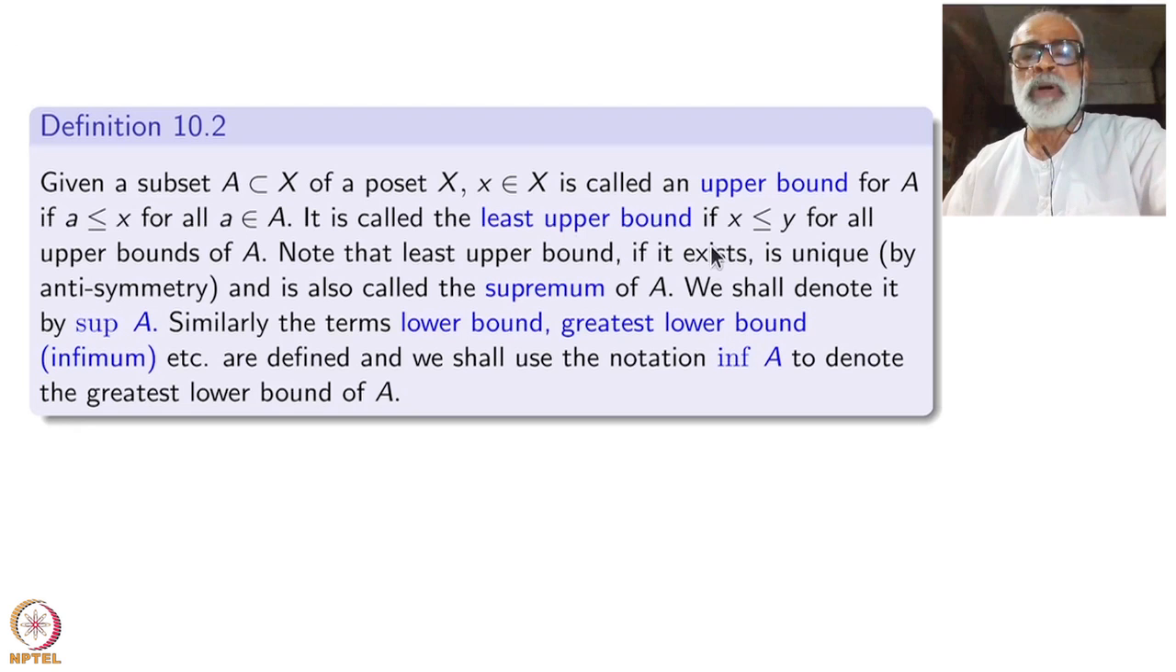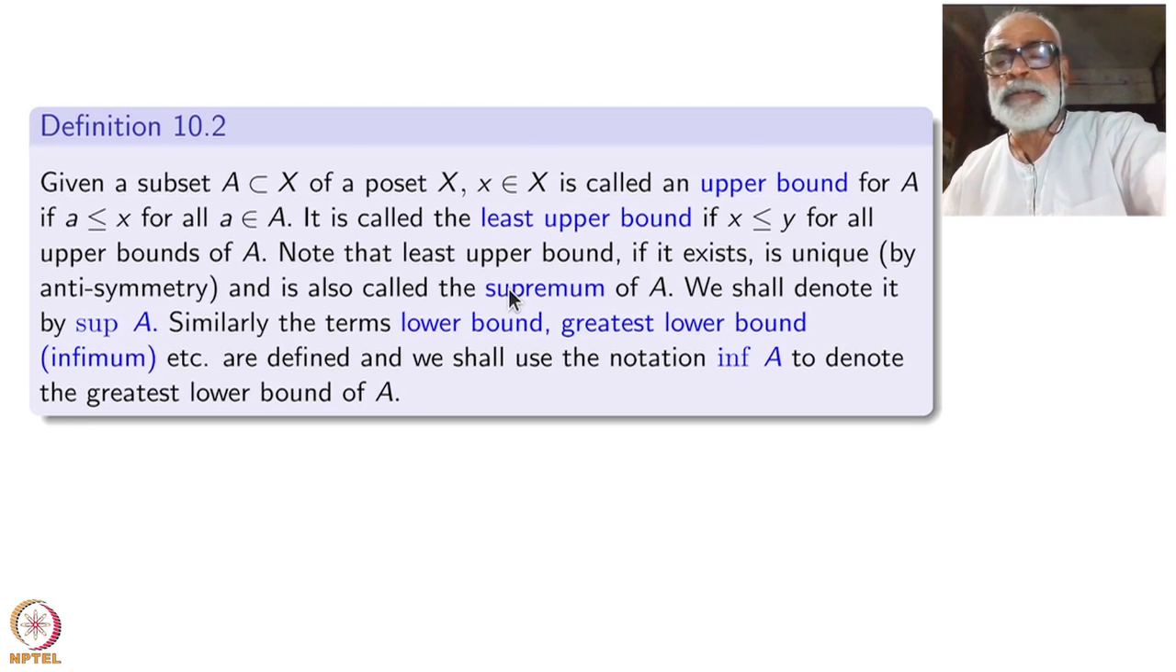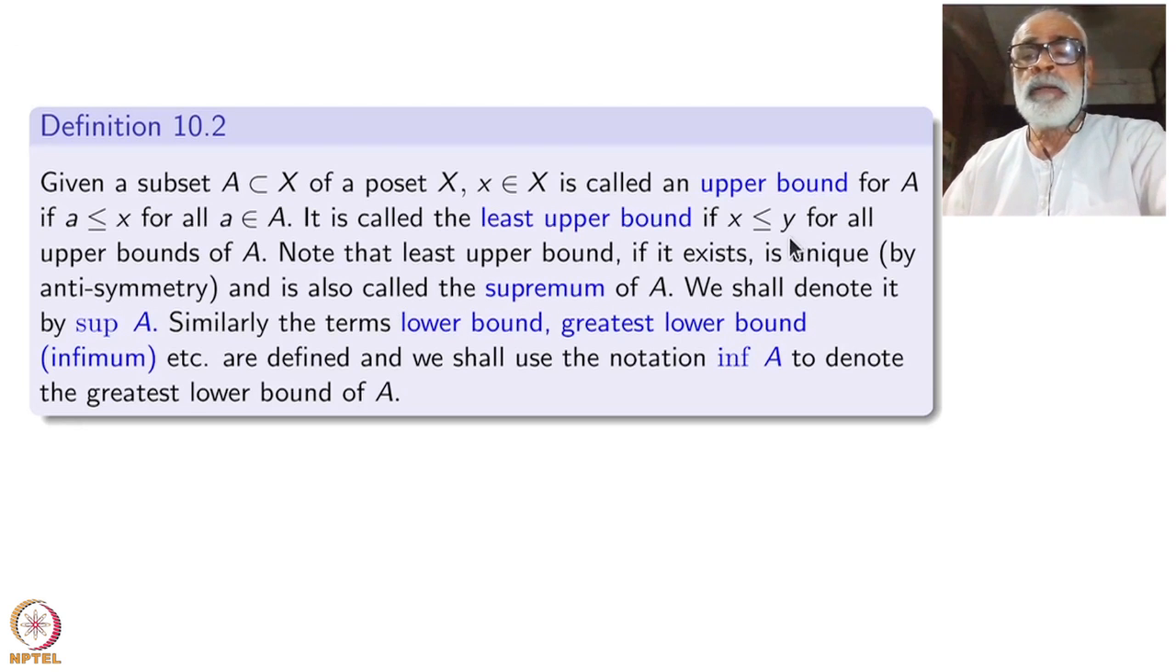It is called a least upper bound if x is less than or equal to y for all upper bounds y of A. Note that a least upper bound, if it exists, is unique by anti-symmetry, because if x and y are both least upper bounds, x is less than or equal to y, and y is less than or equal to x, right? So anti-symmetry is used here. Then the least upper bound will be unique, so we will call it the supremum of A. We shall denote it by sup A.